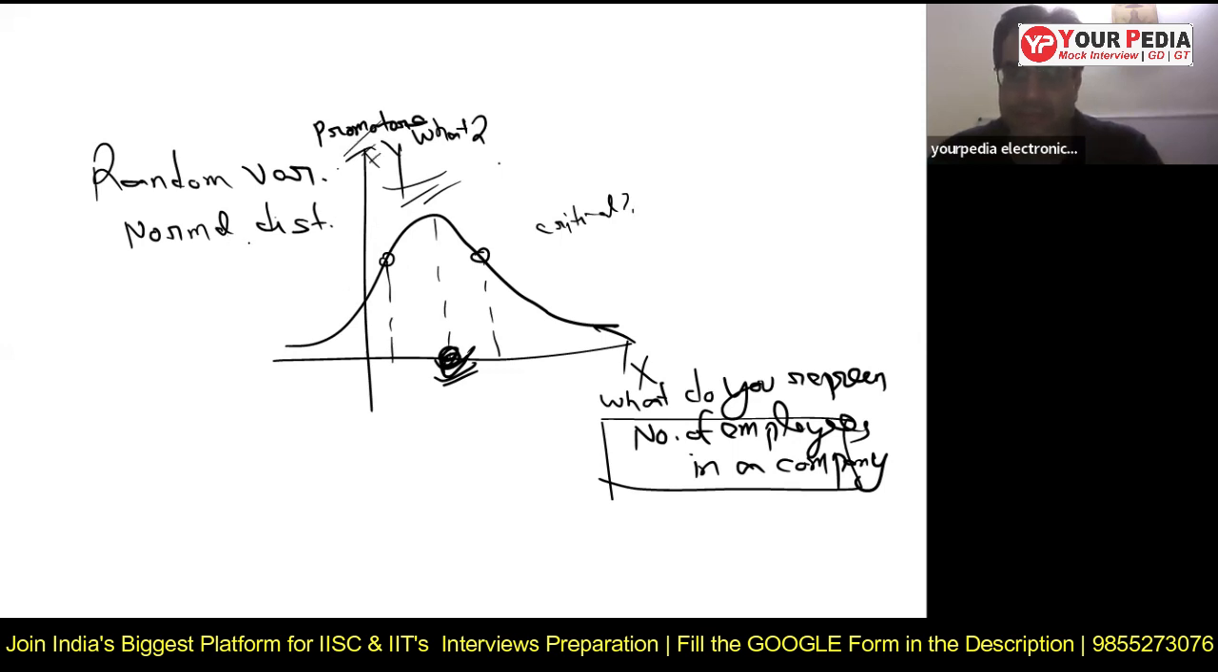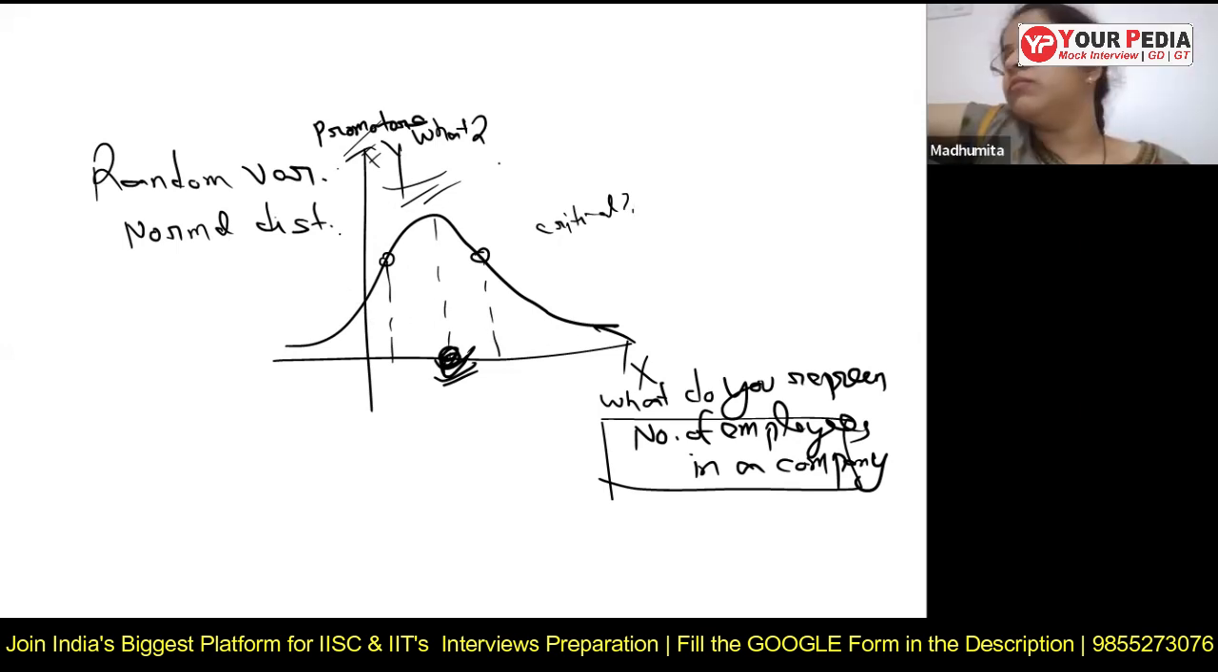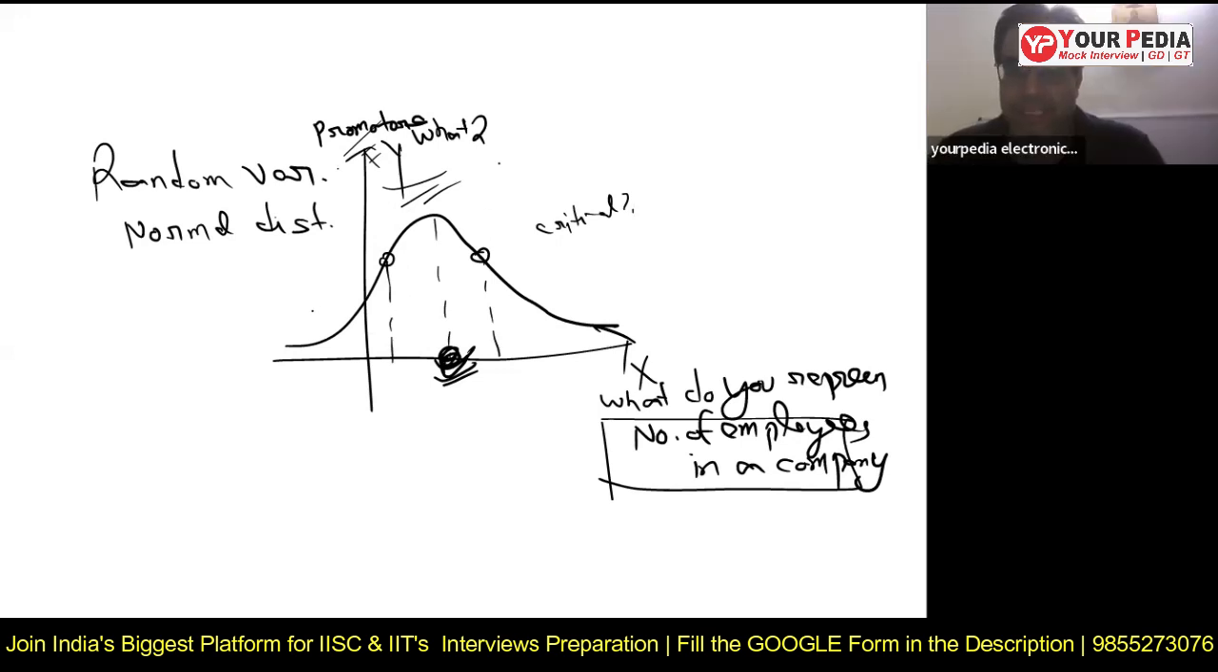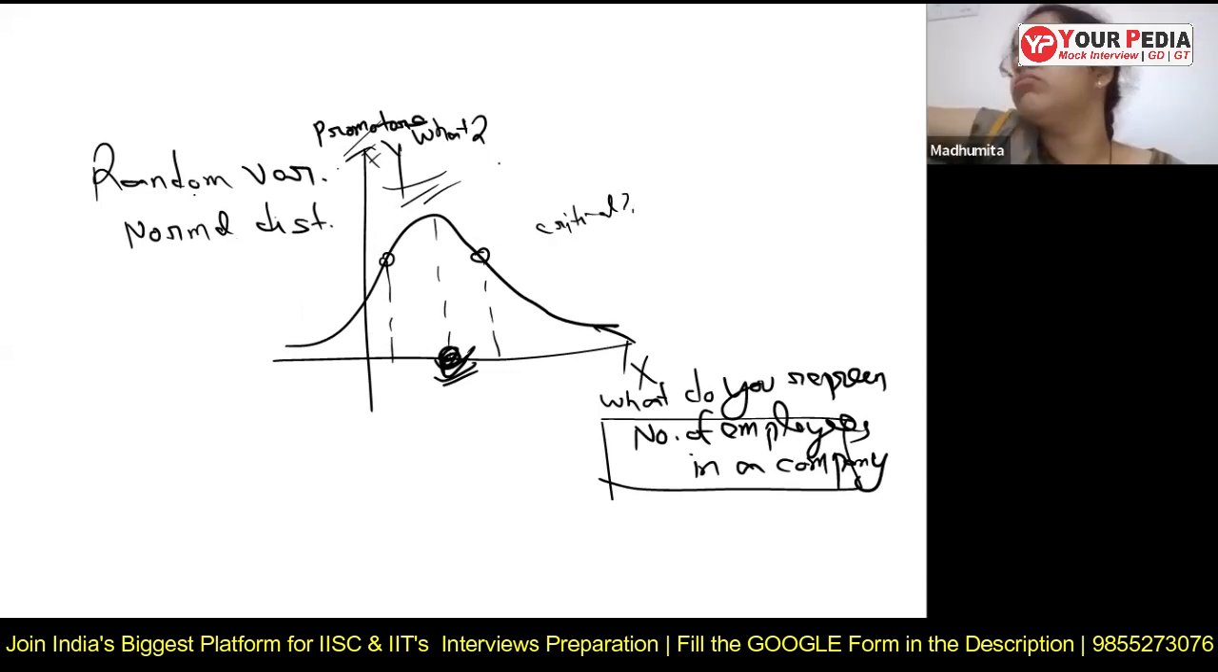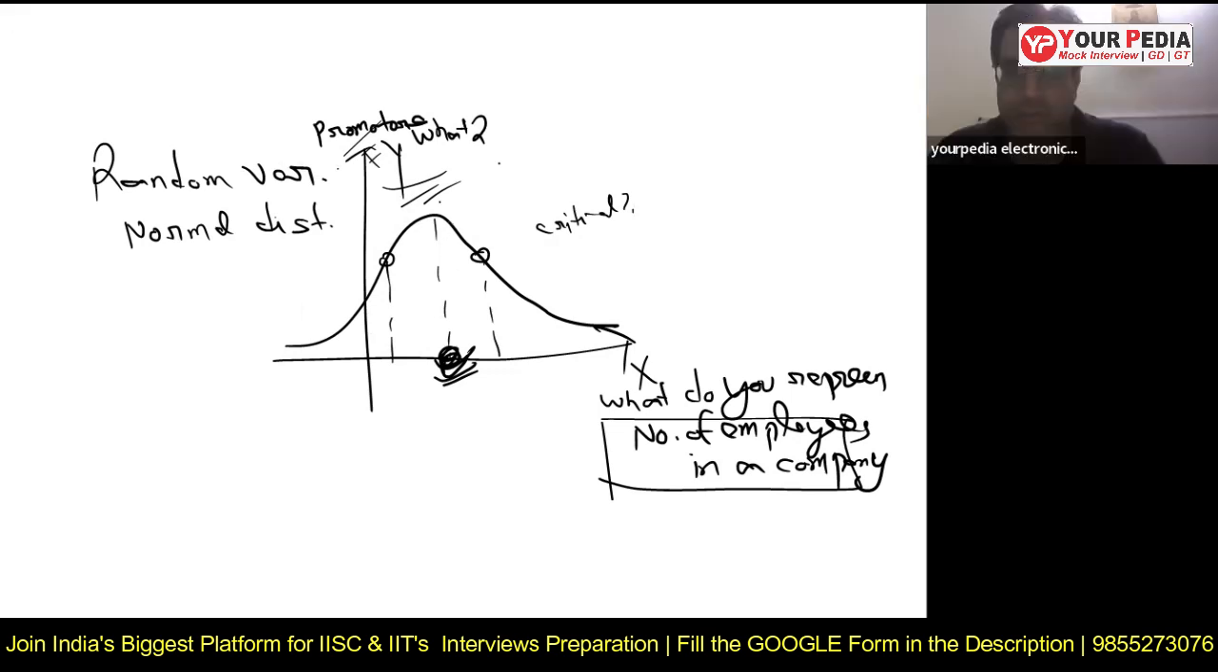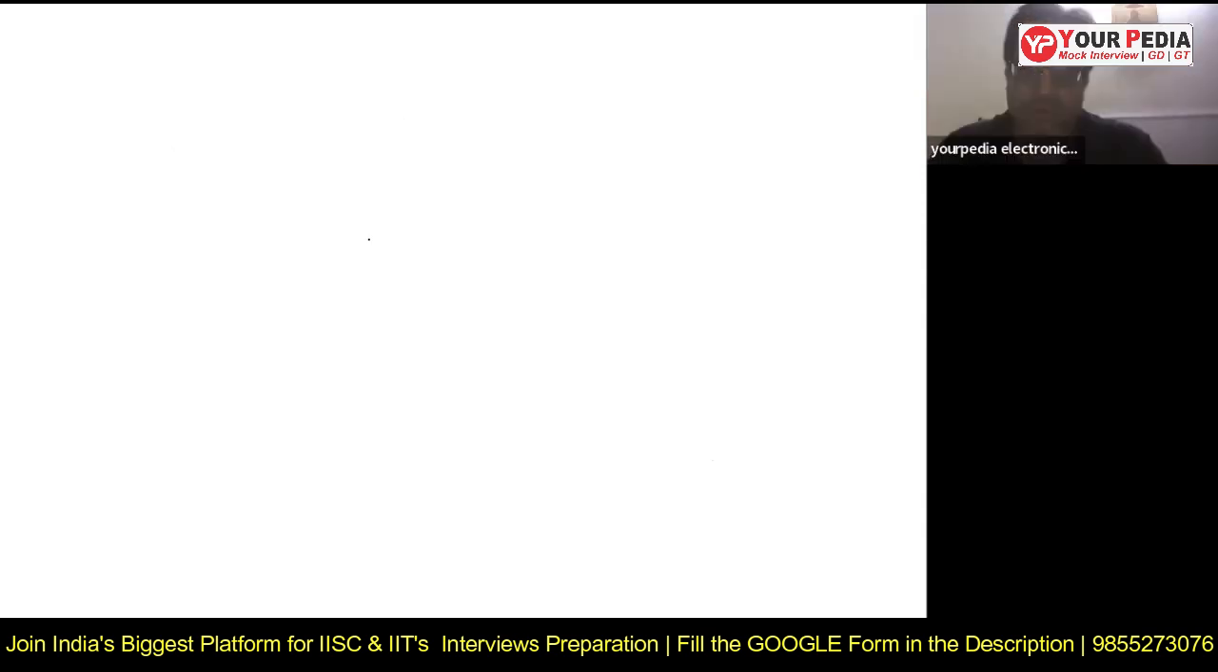Because you are not able to explain the horizontal axis and vertical axis parameters clearly, confidently. So you have to work on that in every graph, especially normal distribution, Poisson distribution, all these things. Because these are also in your biotech, whenever you are studying some bacteria. So there also you may require this knowledge. Clear? Okay.